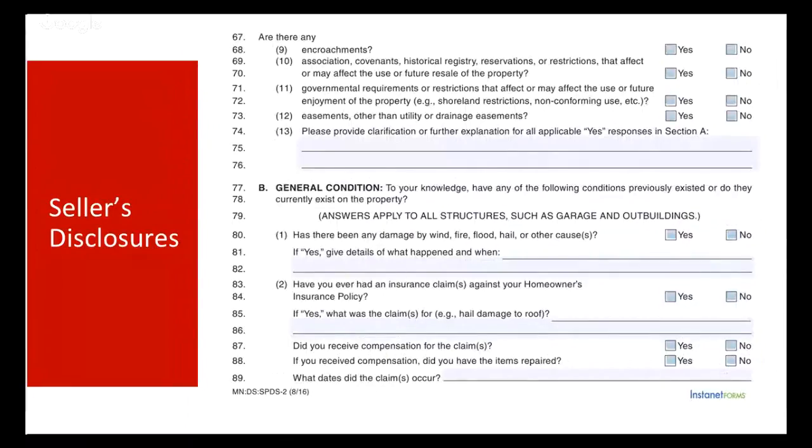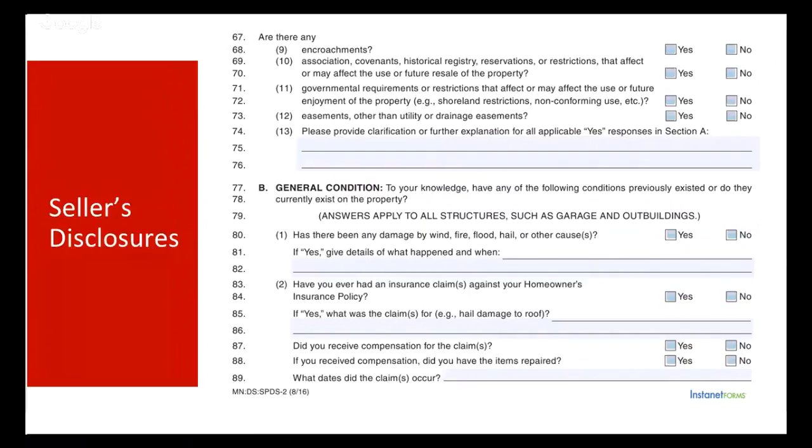Are there any encroachments, associations, covenants, etc.? Are there any governmental requirements or restrictions that might affect the use or enjoyment of the property? Are there any easements other than utility or drainage easements, because those are typically common? Please provide clarification or explanation for any of the boxes checked yes above.